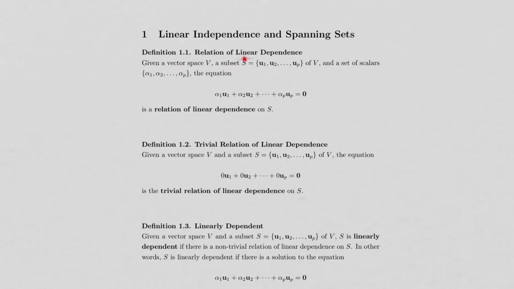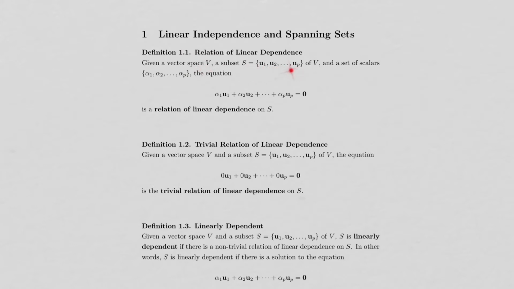First, we define a relation of linear dependence. This is very similar to the definition that we saw before, but now it's defined for an arbitrary vector space V. So we saw this definition for Cn earlier. In this video, we're going to define it on an arbitrary vector space V, and the same with the other definitions that will follow.